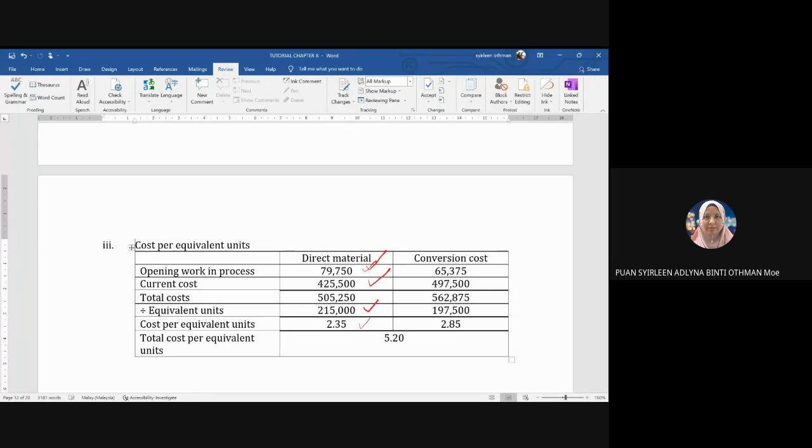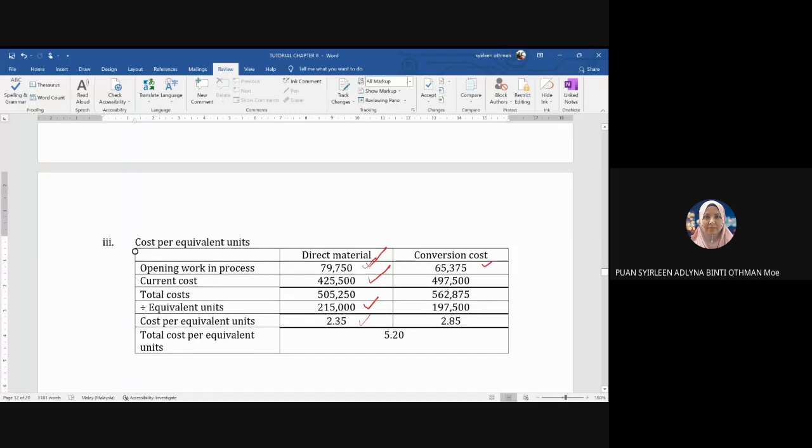Conversion cost kita akan campur. Yang ini dia bagi dalam soalan. Yang ini ialah 165,000 plus 332,500. And you get RM497,500. Okay, so total is 562,875 divided by the equivalent unit. So kita dapat RM2.85. So total overall untuk satu produk ialah RM5.20.